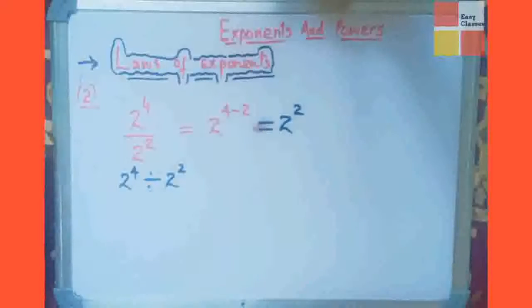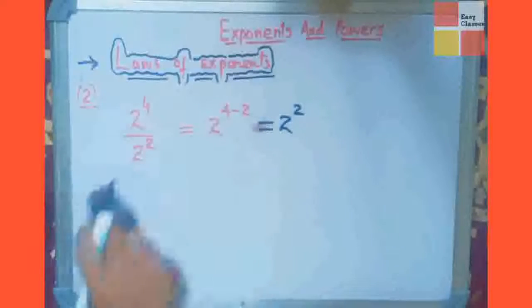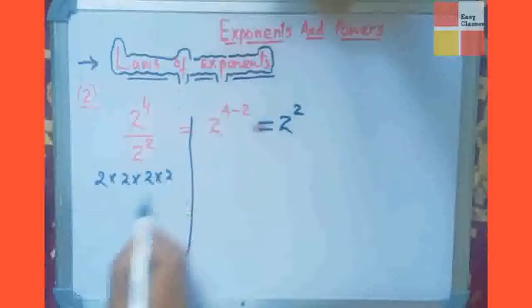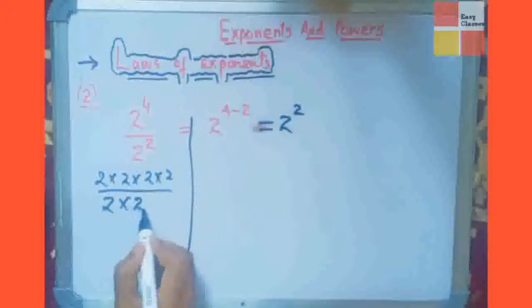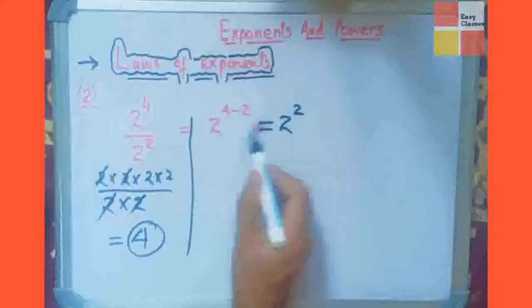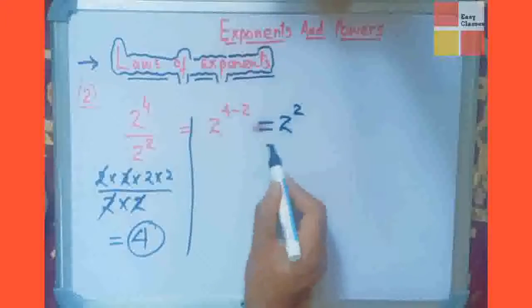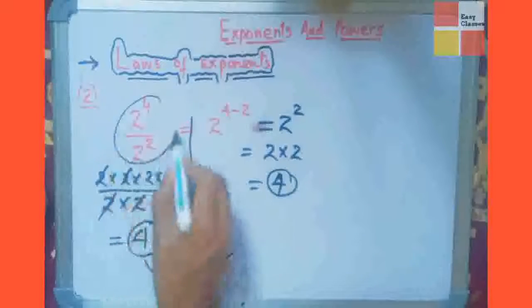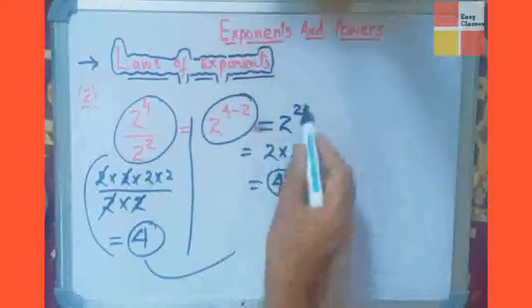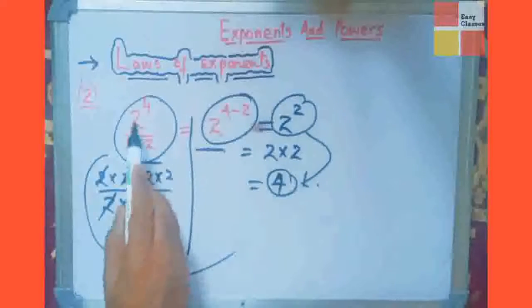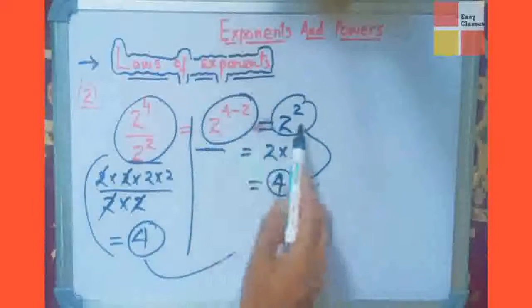Let's check whether this is correct or not. Let's solve this one. 2 raised to power 4 means 4 times 2, and 2 raised to power 2 means 2 times 2. Two of the 2s cancel one another, and there remain 2 and 2, that is equal to 4. Now in this case, 2 raised to power 4 minus 2 is equal to 2 raised to power 2, that is 2 into 2, that means 4. So the value of this is 4, and the value of this is again 4. You can say that 2 raised to power 4 divided by 2 raised to power 2 is equal to 2 raised to power 4 minus 2, that is equal to 2 raised to power 2.